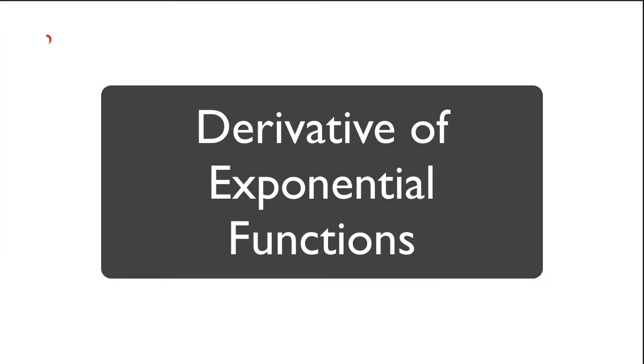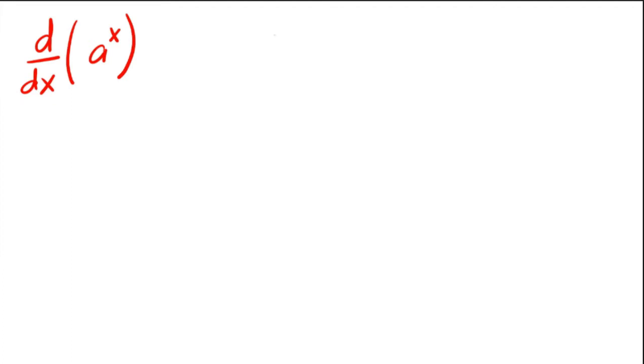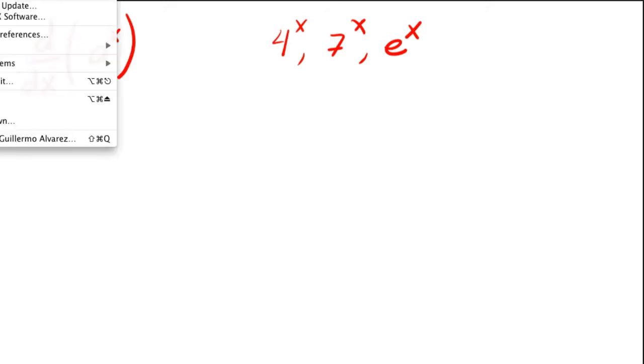Okay, so now we're going to take a look at what's the derivative of the exponential functions. Functions like, for example, 4 to the x, 7 to the x, e to the x, the natural exponential. What's the derivative of functions like that?